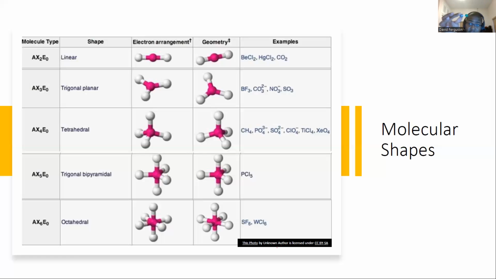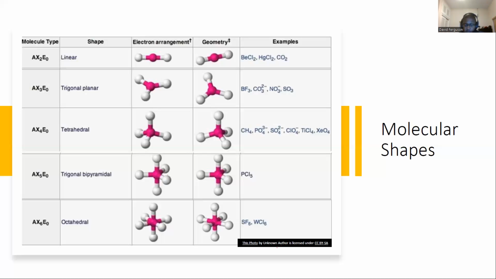So this is beryllium chloride. This is a linear molecule. We can also use this shape to describe carbon dioxide. However, in carbon dioxide, you have double bonds. Okay, so trigonal planar, boron trifluoride. Trigonal, it's in one plane. Trigonal planar.